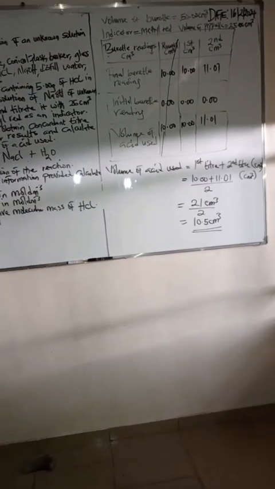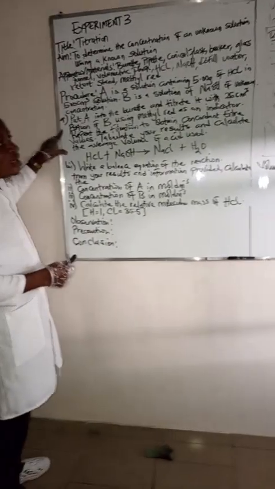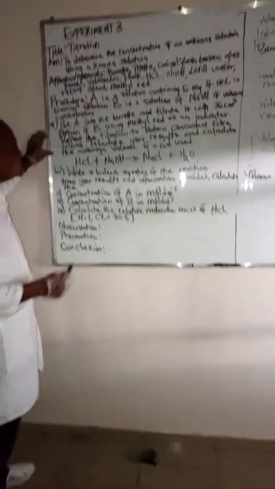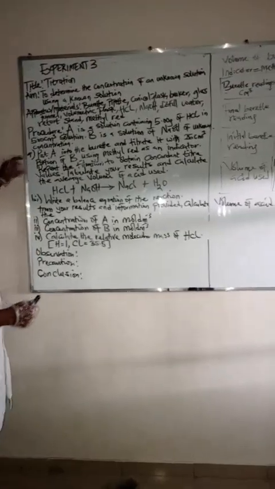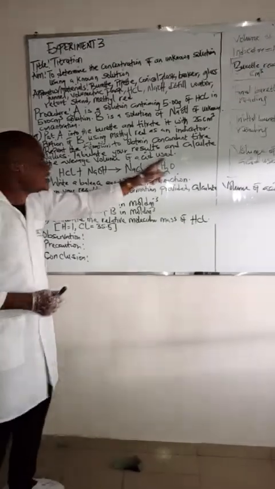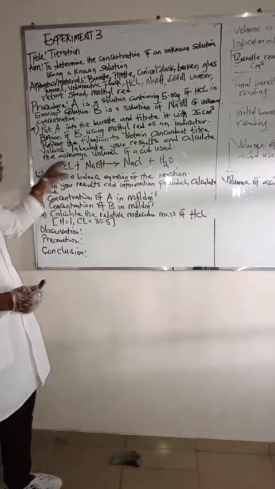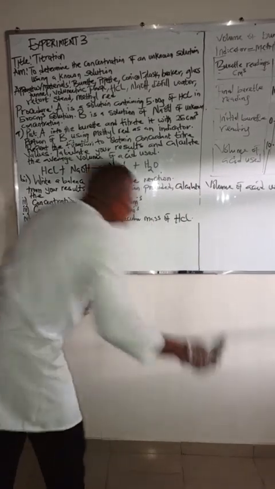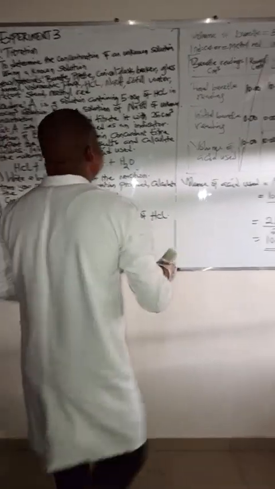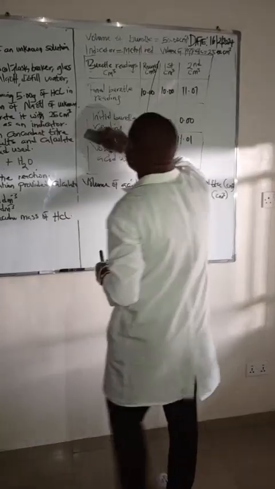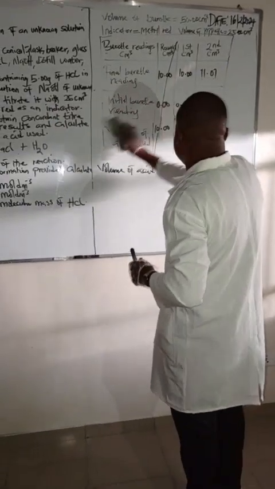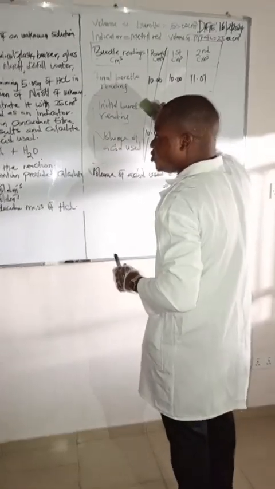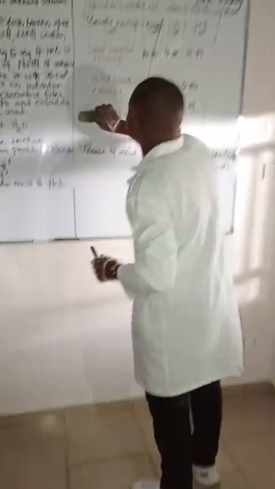Now we are through with A. Are you following? Yes. In A, the instruction here is to tabulate and calculate the average volume of acid used, which we have done. Are you following? So, enable me to wipe up this area, so that we can continue with the rest.